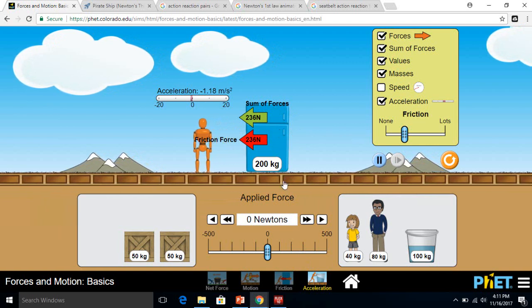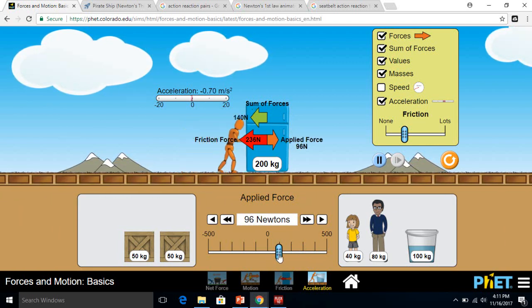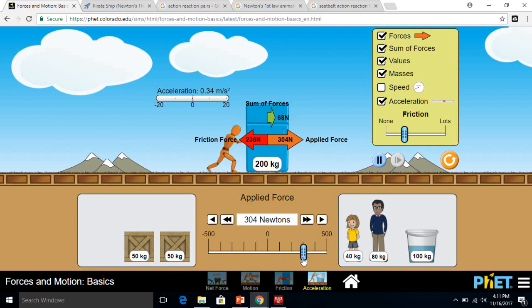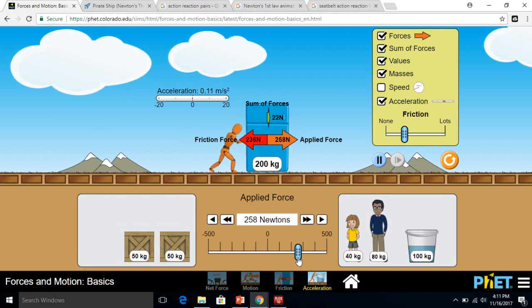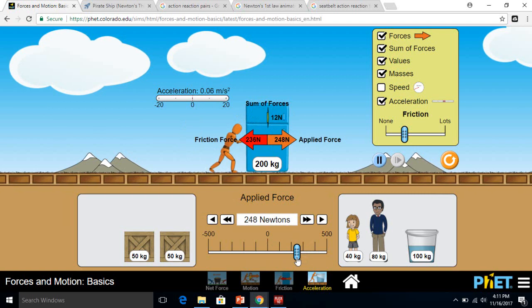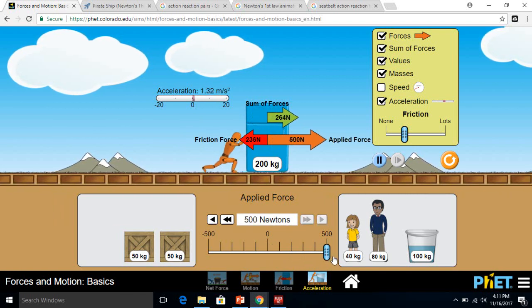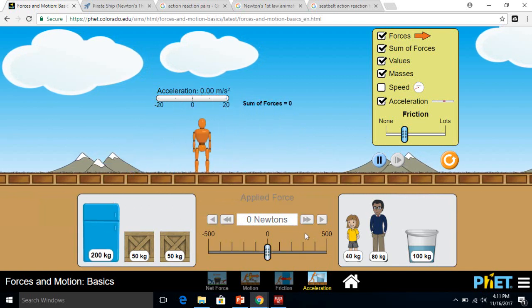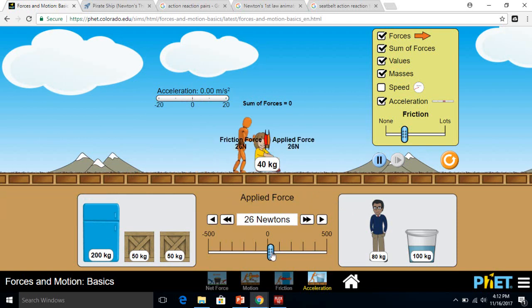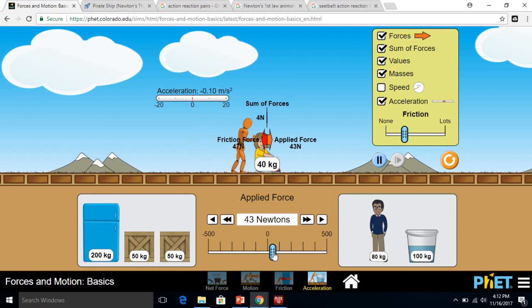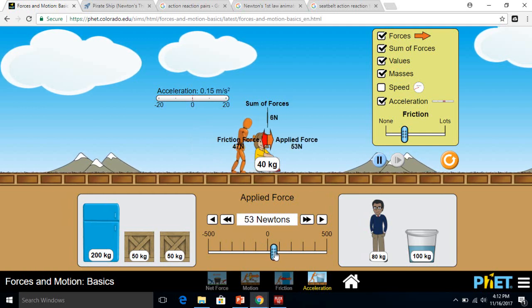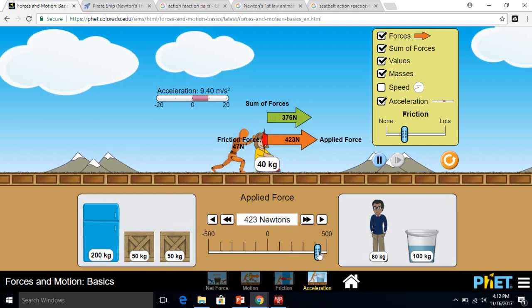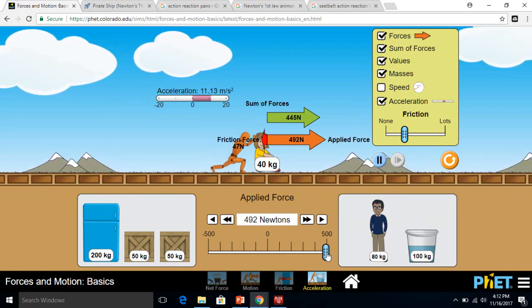Now, I have enough force to make the bigger mass accelerate. Now, let's see. So that takes like 200 and something newtons to make it go. The more force I have, the more that it goes. Now let's show it with like the smallest. Now I only need like 40 something newtons to make it accelerate. And if I push with more force, look at how fast she accelerates.